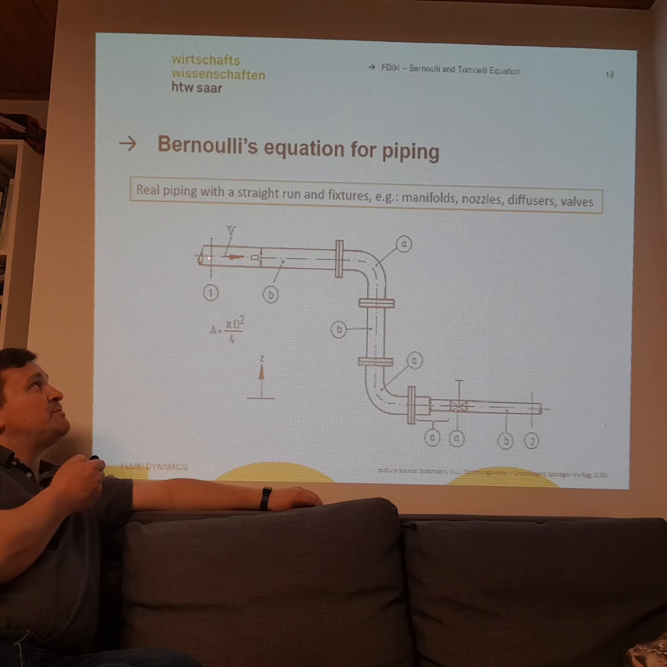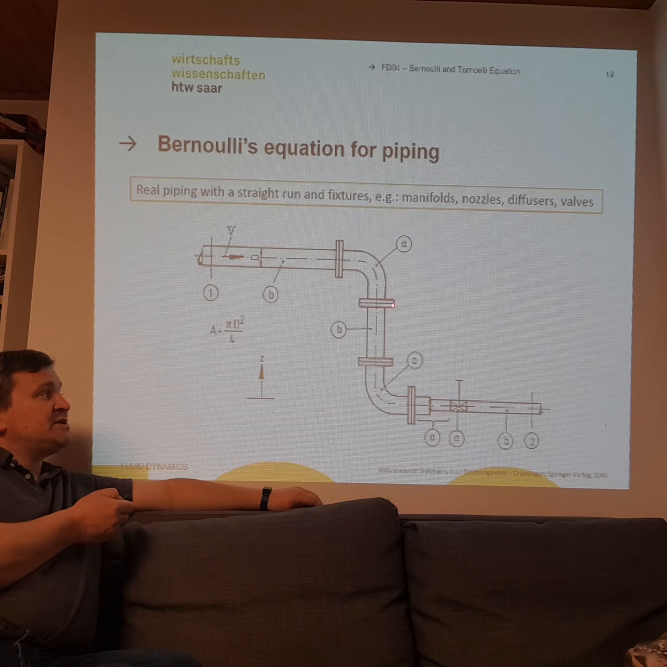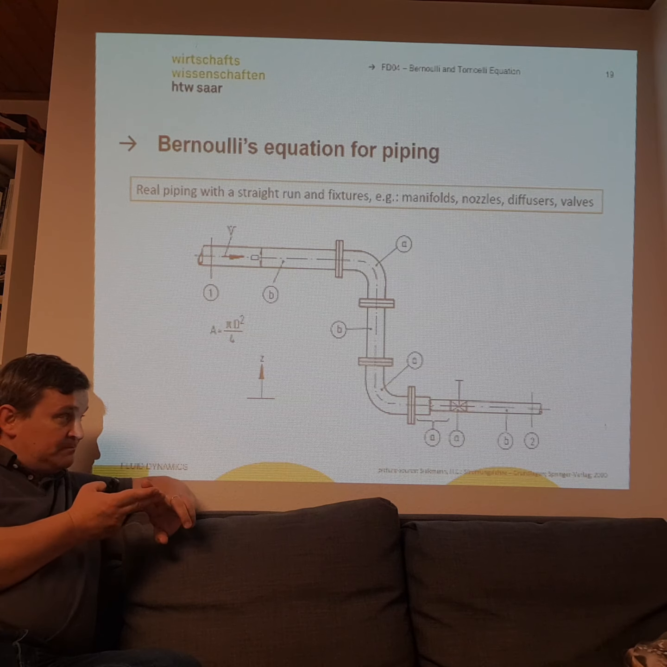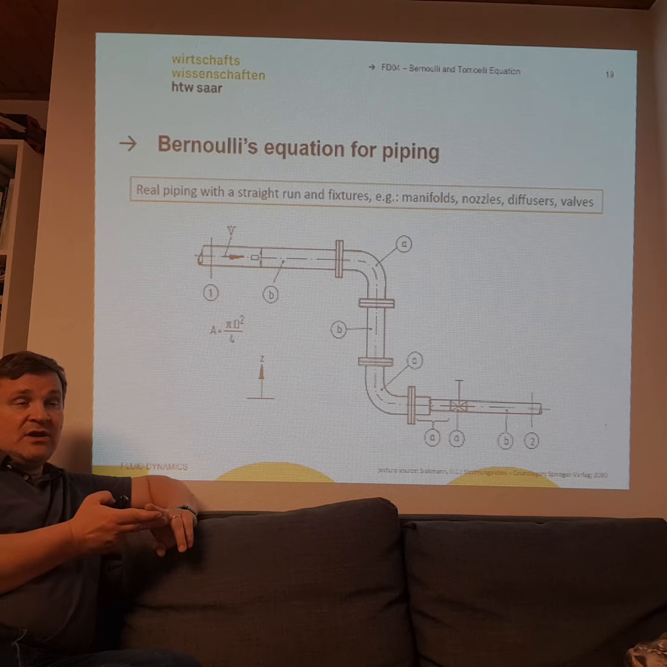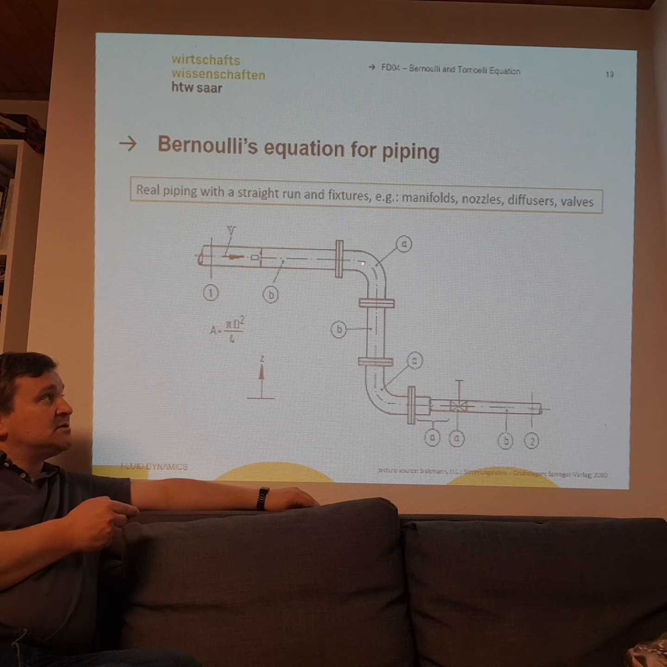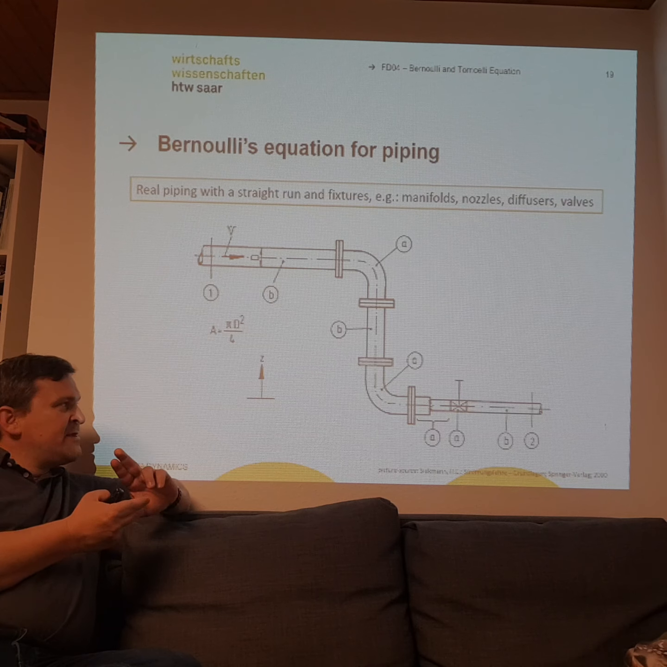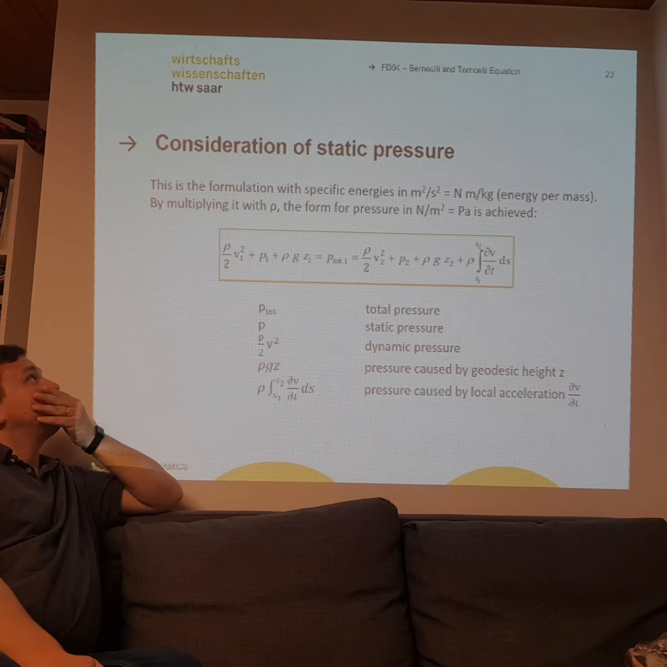You have here a pipe, and now you have a change in the height. I told you that you have a pressure influence in the Bernoulli equation. You have a change in the velocity, and you can have a change in the area of the pipe, but you can also have a change in the height of the pipe, and this is the term of the equation where you have rho times gravity constant times height.